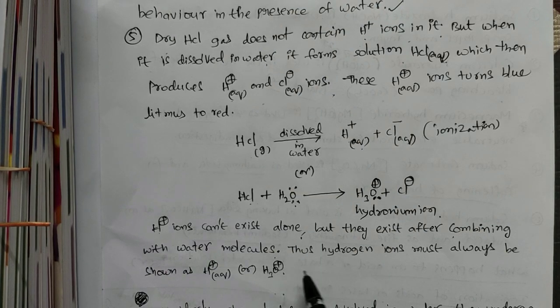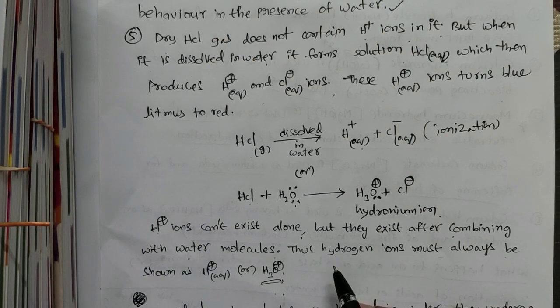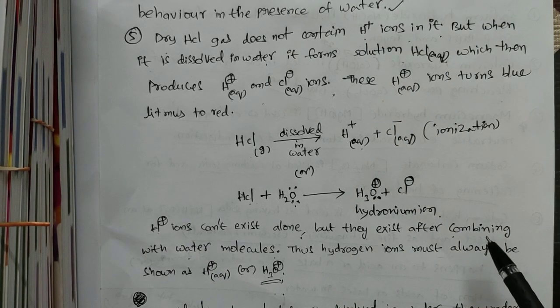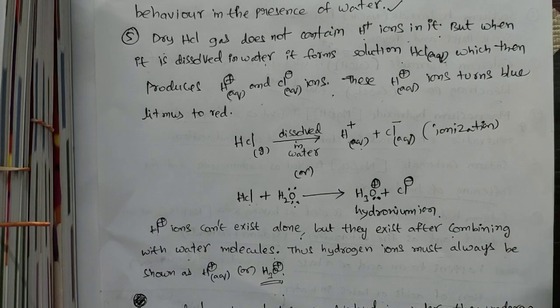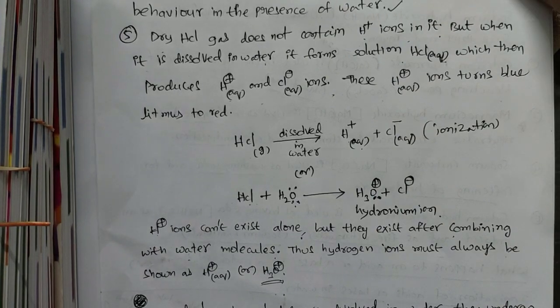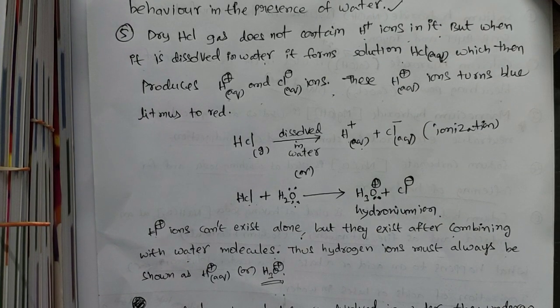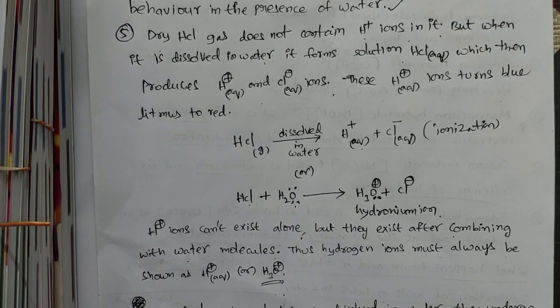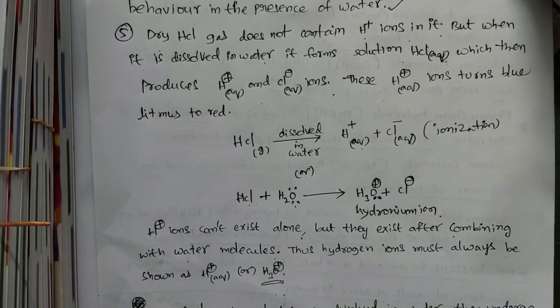After forming, hydrogen ions must always be shown as H3O plus after forming a hydronium ion, right? So this is the reason why dry HCl is not behaving like an acid. The answer is, in order to behave like an acid, it should produce H plus ions. In case of dry HCl, there is no such provision for the production of H plus ions.